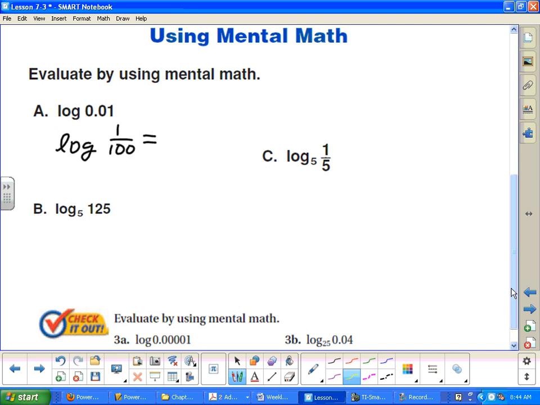Because there's no base written here, it's base 10. 10 to what power is 100? 10 squared is 100. So if it's 1 over 100, then it would be 10 to the negative second. So this is equal to negative 2. The answer is just negative 2. The answer is the exponent.